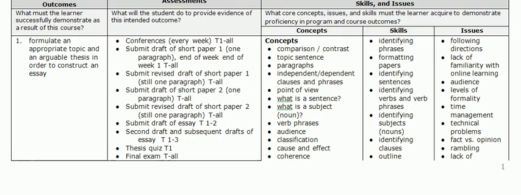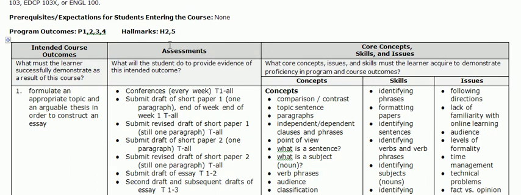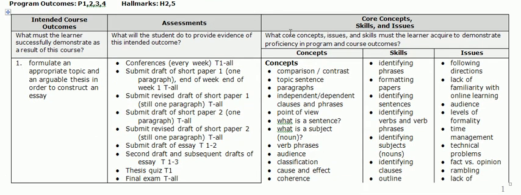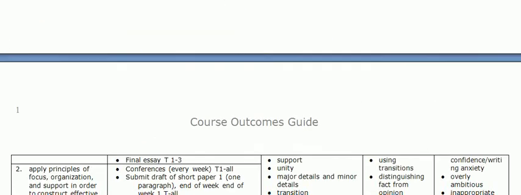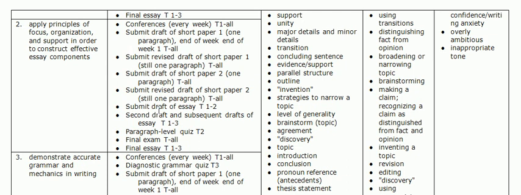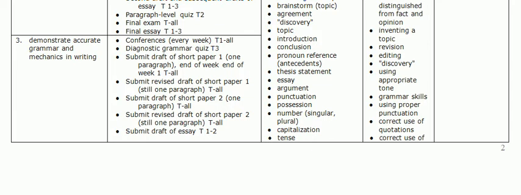In this same document, you'll see another column, assessments. These are the things students will do to determine whether they're fulfilling this outcome. Conferences, drafts of papers, thesis quiz, final exam. These all assess how well students do in outcome 1. For outcome 2, a similar situation. The various drafts of the paper, the conferences, etc. For outcome 3, very similar with some diagnostic grammar quiz and other types of tasks added.